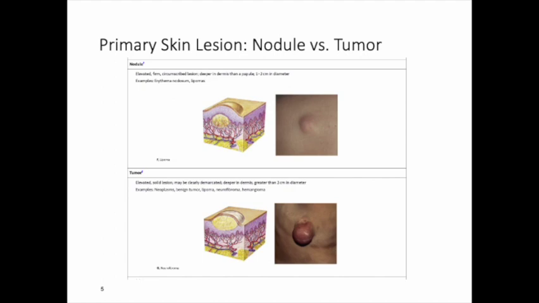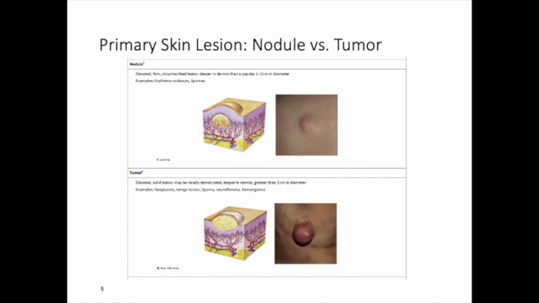The difference between a nodule and a tumor is also the size. Nodules are elevated, firm, circumscribed lesions that are deeper in the dermis than a papule. They are 1 to 2 centimeters in diameter. Lipomas, which are collections of fat within the dermis, are considered a nodule. However, tumors are greater than 2 centimeters in diameter.